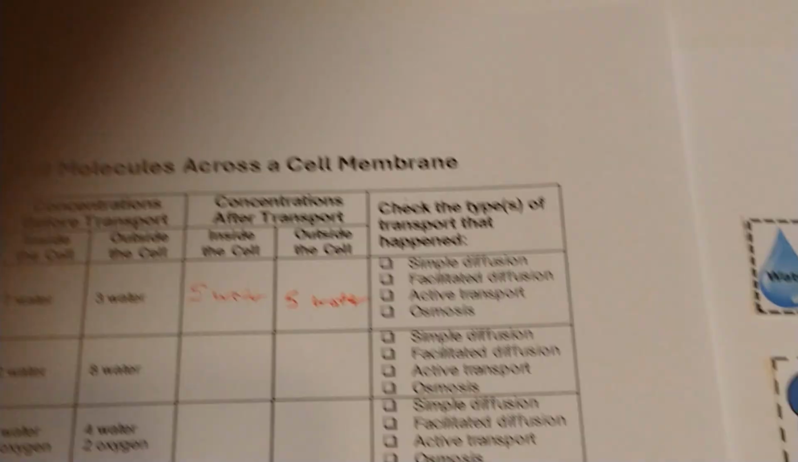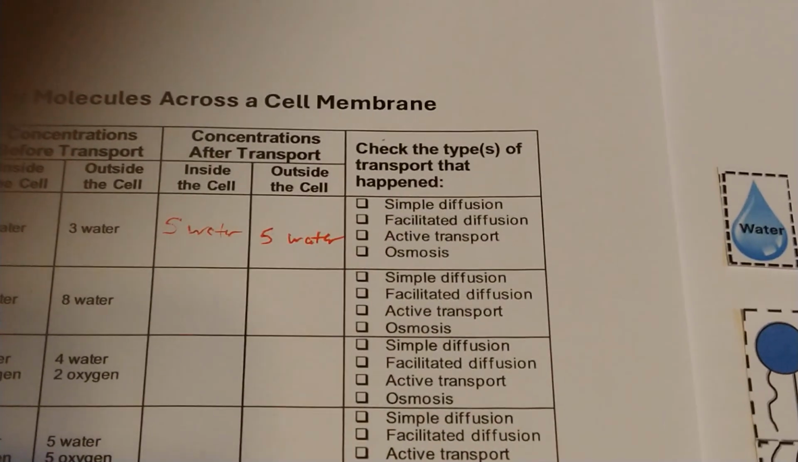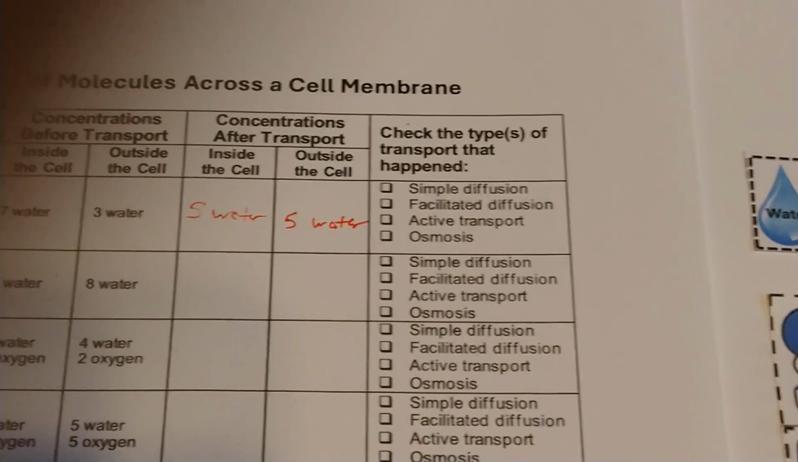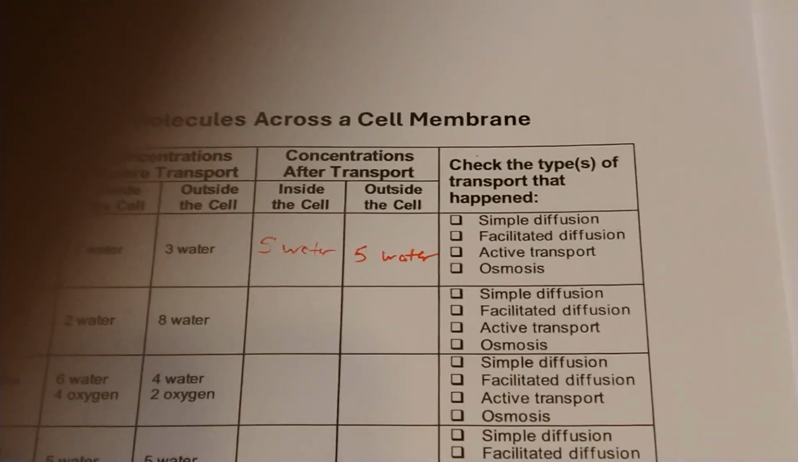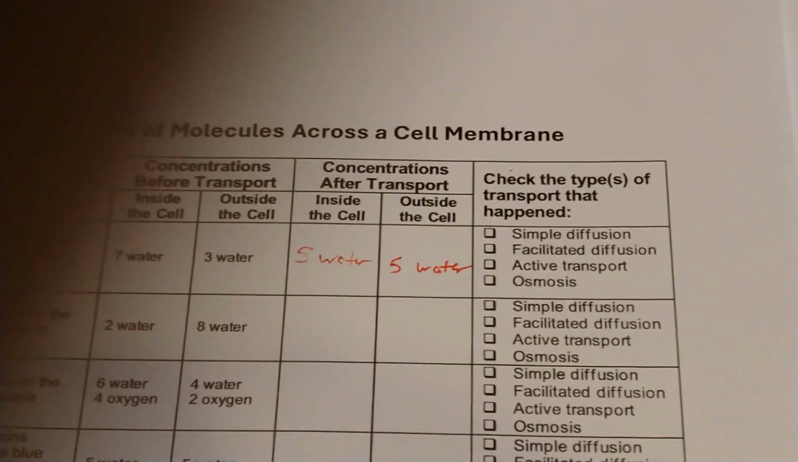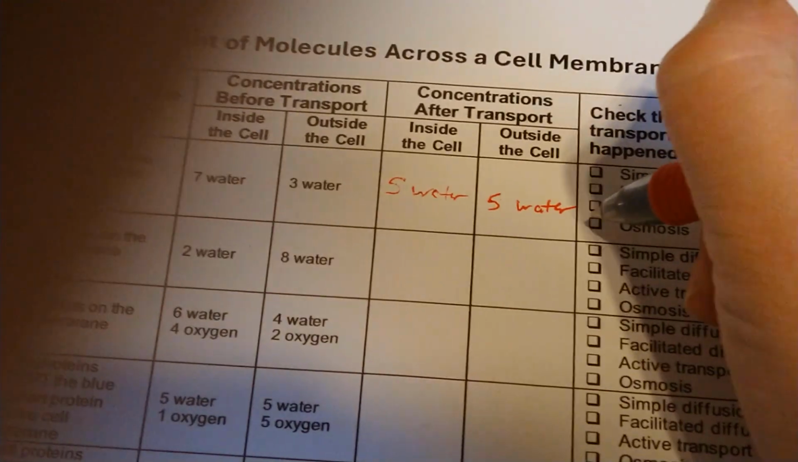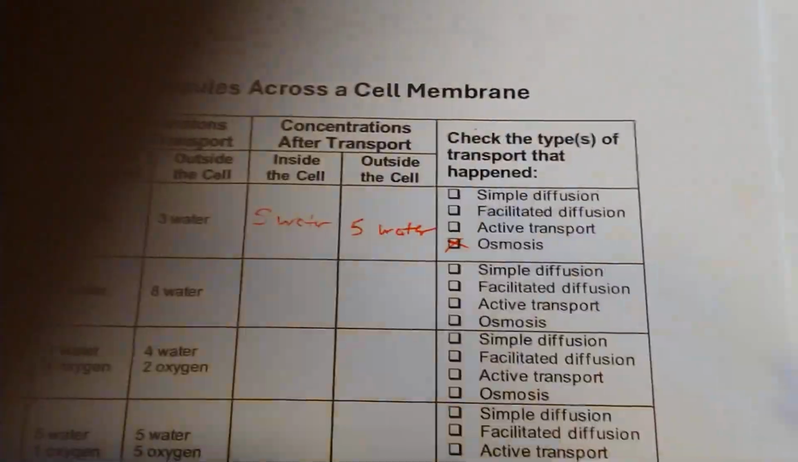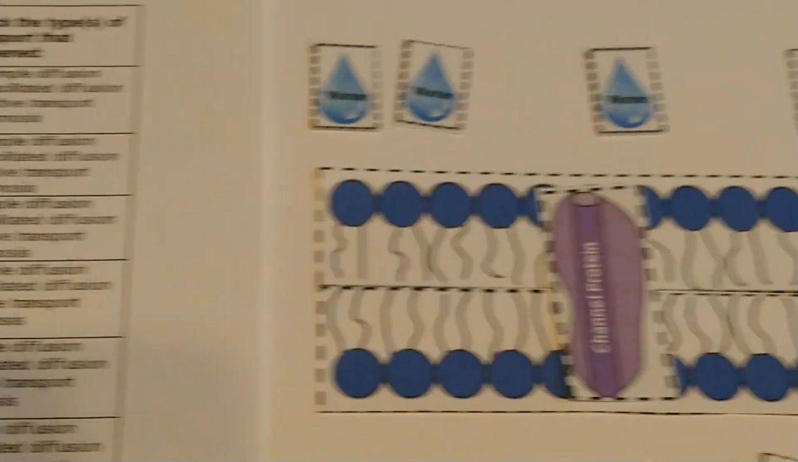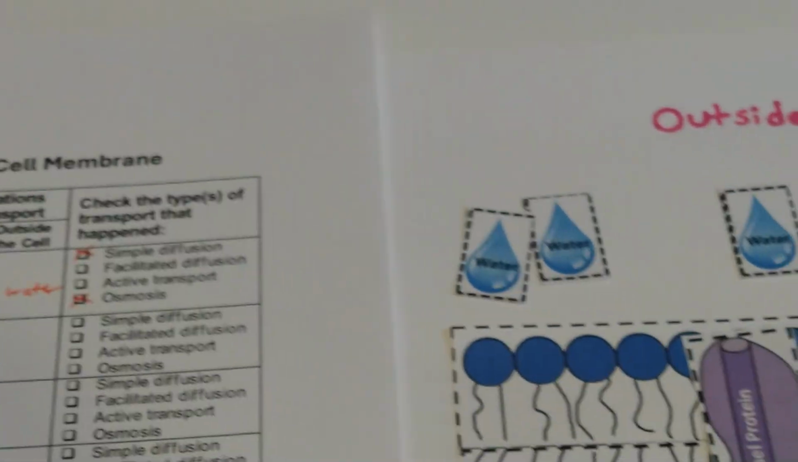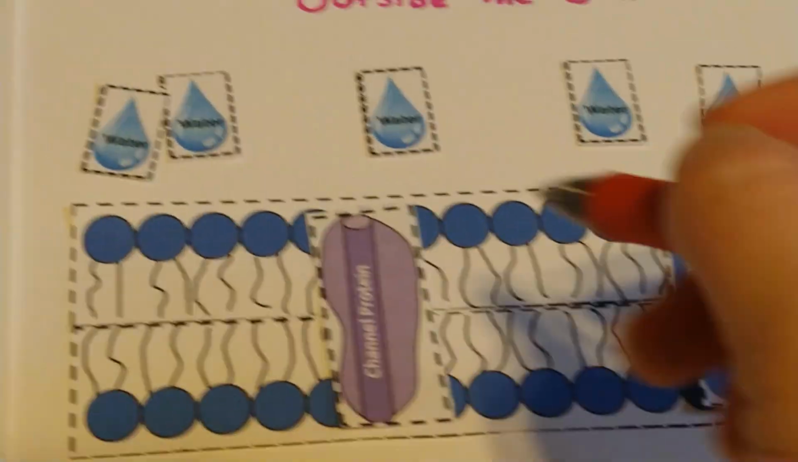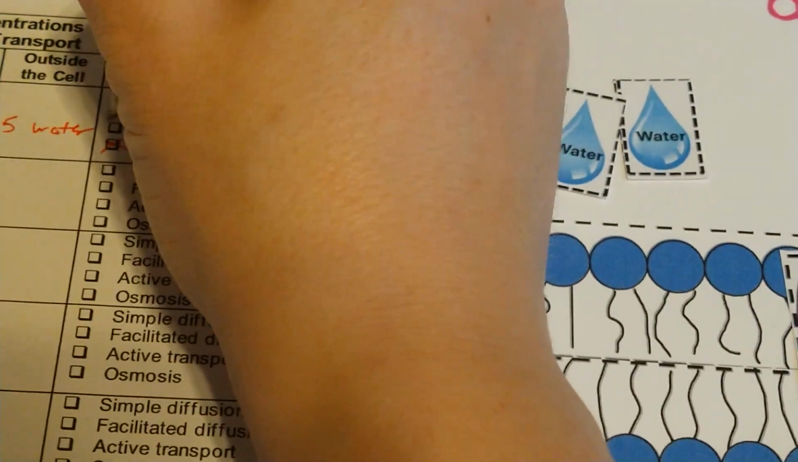So check the types of transport that happened. Was that simple diffusion, facilitated diffusion, active transport, or osmosis? Well, because it was the movement of water molecules, it is osmosis. And because they can just freely move across the membrane, it would be simple diffusion. And because we have the help of the channel protein, that is facilitated diffusion. Okay?